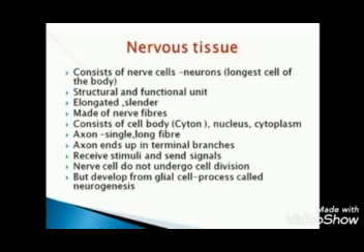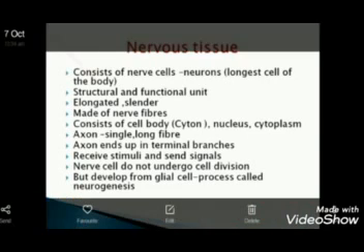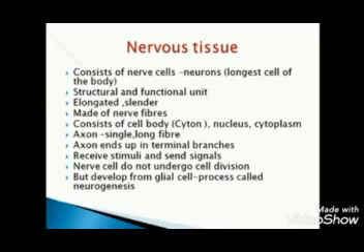The dendrons are short and highly branched protoplasmic processes of cyton. The axon is a single, long fiber-like process that develops from the cyton and ends up with fine terminal branches. They have the ability to receive the stimuli from within or outside the body and send signals to the different parts of the body.